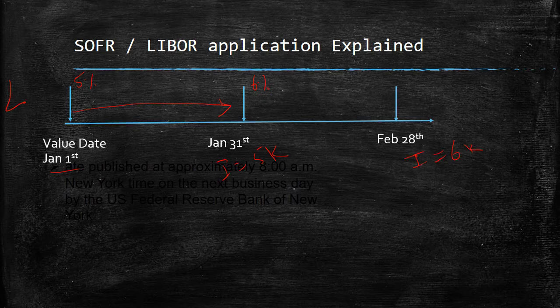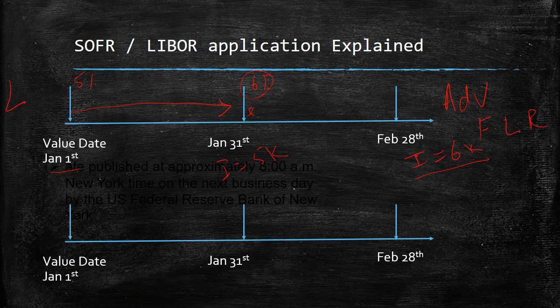So in the beginning of the interest period, both the borrower and lender know what's going to be my cash inflow and outflow, because the rate is fixed for the period. So the interest rate is decided in advance. So that's why we say LIBOR is a forward-looking rate.